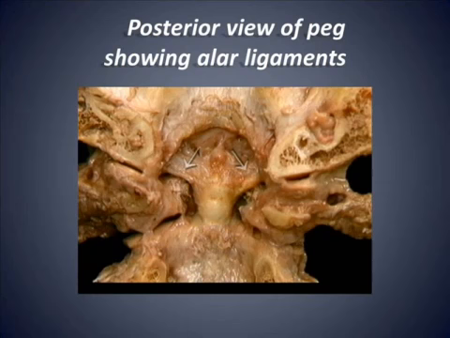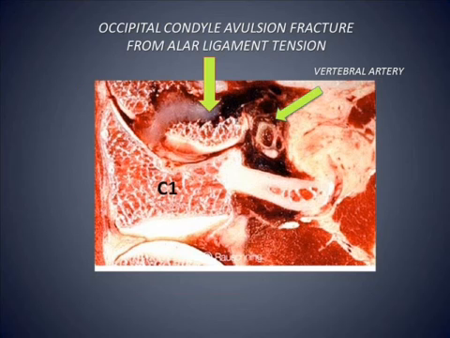Here in this posterior view of the odontoid process, we can see arrowed the two alar ligaments. Here we have an avulsion of the occipital condyle. The alar ligament has become so taut under pressure that it has actually avulsed a portion of bone off the occipital condyle. And we'll see some better pictures of this in upcoming slides.